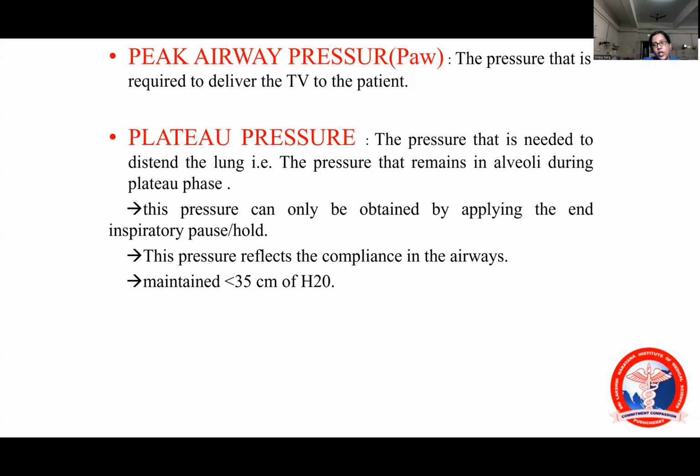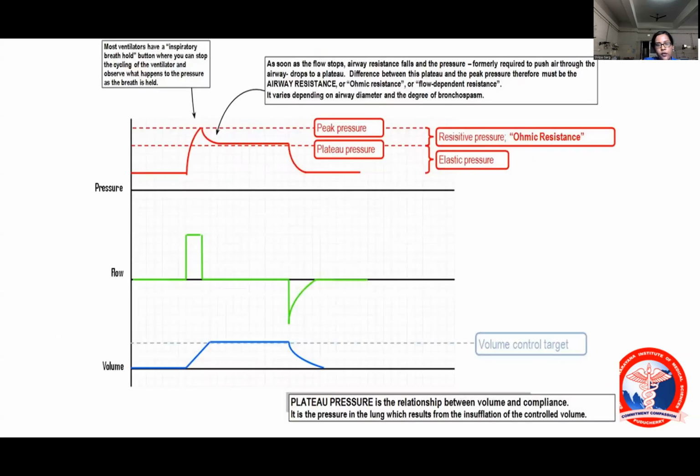It is going to reflect the compliance of the airway, and it should be maintained somewhere between 30 to 35 centimeters of water. Less than 35 centimeters of water is ideal. If the patient is extremely obese or pregnant, then you can allow up to 35 centimeters of water.